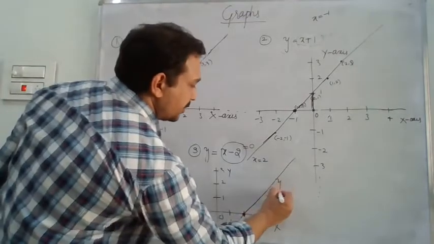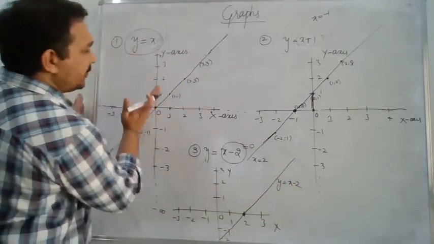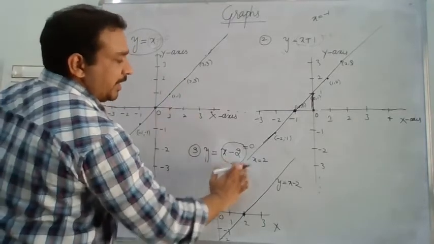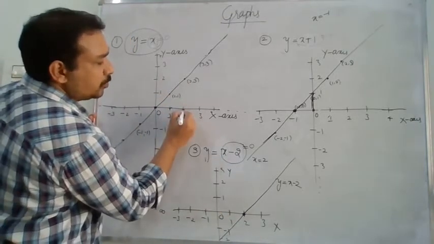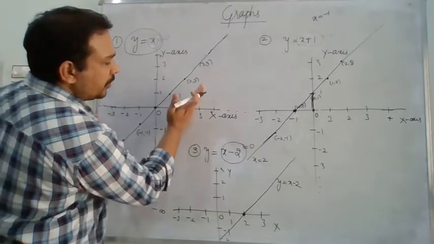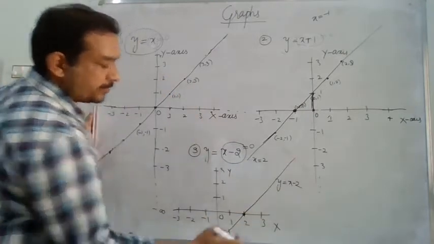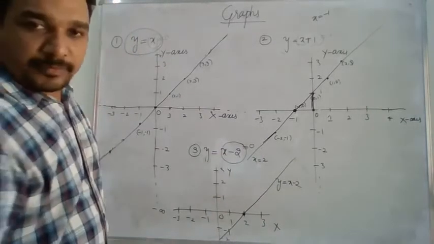So this is y is equal to x. Both the lines are parallel, but we have shifted the line 2 units to the right side. Why? Because x minus 2 becomes 0 at x equal to 2. The line should pass through 2 comma 0. So I have shifted this 2 units right side. Then the line becomes y is equal to x minus 2. So this is the way to draw the lines.